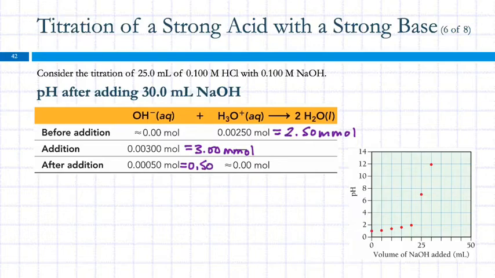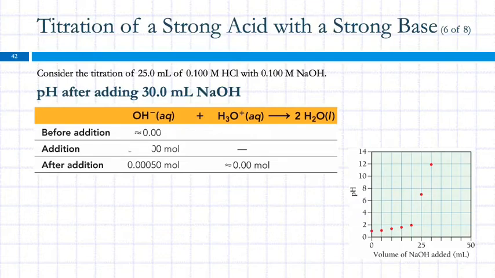Okay, this is what I'm going to do because I'm confusing myself. Okay. There we go. Oh, look at that. Magic. Because I want to do it in millimoles. The proper way.